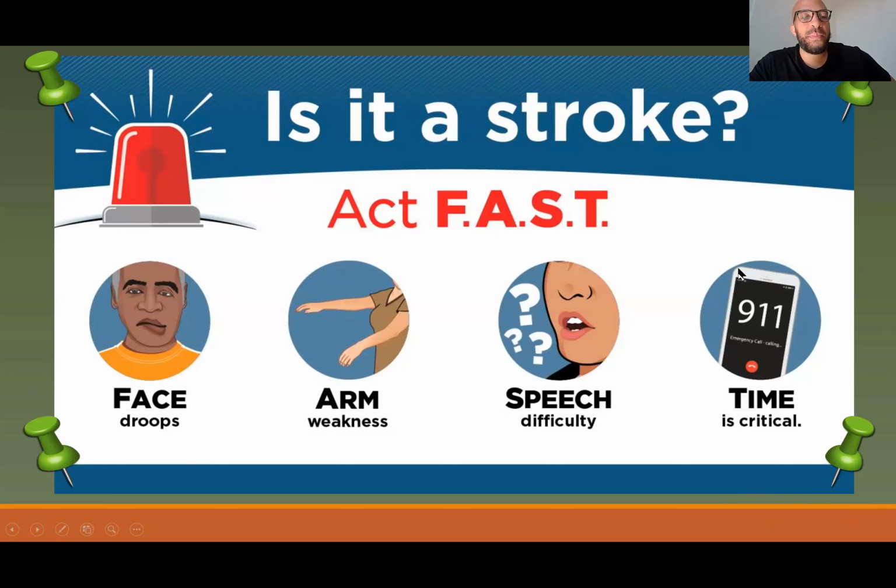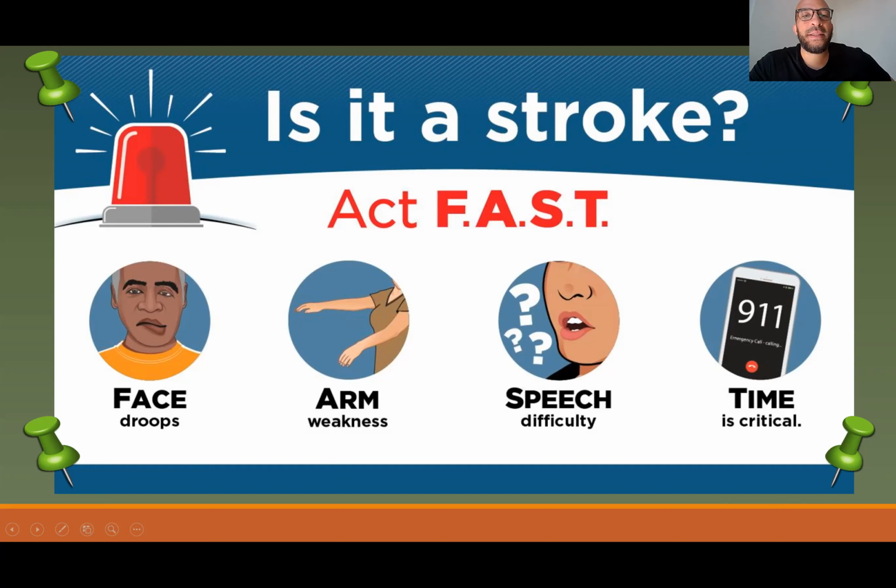So I pinned this poster here to my chalkboard just so we can see it much bigger. Is it a stroke? Act FAST. So we can see Mr. Johnson's face here, facial drooping, arm weakness, speech difficulty, time is critical. So face, arms, and speech.